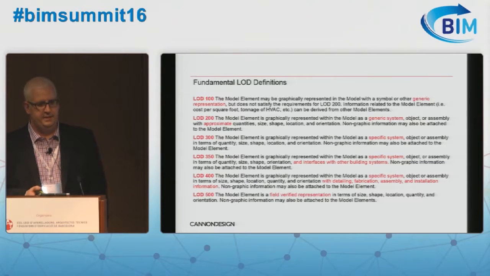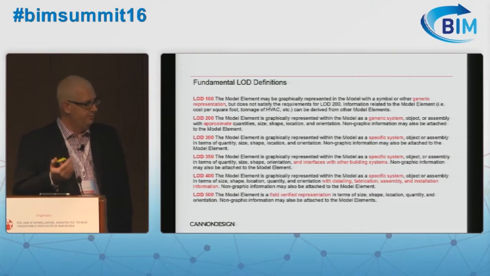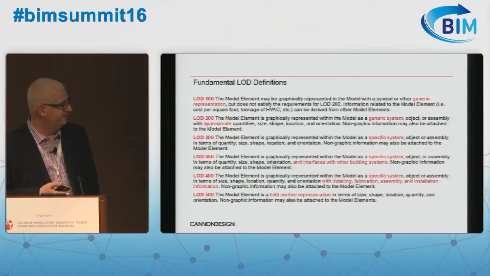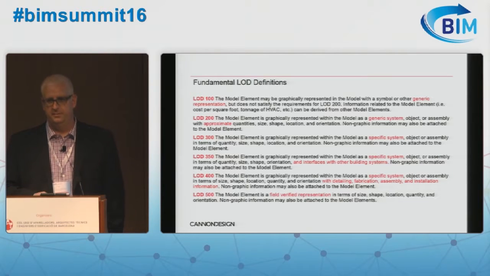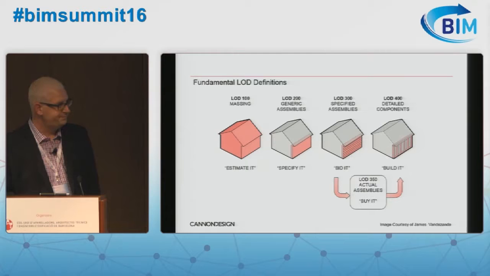Typically, we don't see a design intent model exceed 300. Those first levels are often work that is done by the design team. Moving into 350, we have a specific system that also involves interferences. That's really the trade coordination model that we talk about, and we'll see some examples of that as we move forward. 400 talks about a fabrication level model, and 500 refers to a field verified location of those model elements throughout the completion of the construction process.